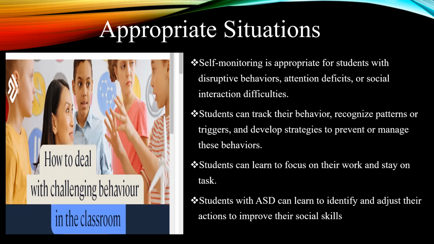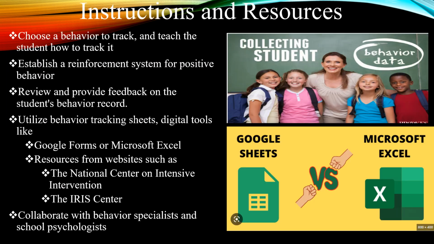Self-monitoring can also be useful with autism spectrum disorder students who struggle with social interactions. Students can learn to identify and adjust their actions to improve their social skills by recording their behavior and reflecting on their interactions with others. For example, a student with autism may struggle to initiate conversation with peers. Through self-monitoring, the student could learn to recognize opportunities to start conversation and track their progress in initiating and maintaining those interactions. To implement self-monitoring effectively, special education leaders can provide these steps.